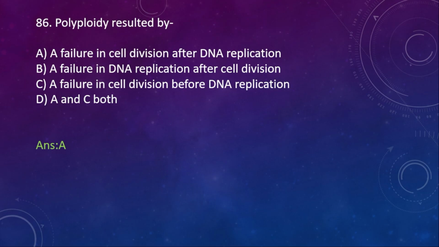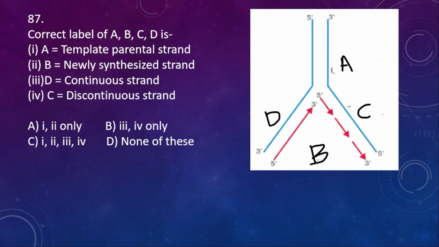Next question, that is question number 87. The diagram is given here with labels A, B, C and D. A is the template strand and B is the newly synthesized strand. C is discontinuous, that is Okazaki fragments we can say, and D is the continuous one. So 1, 2, 3 all are correctly labeled. So C is right.